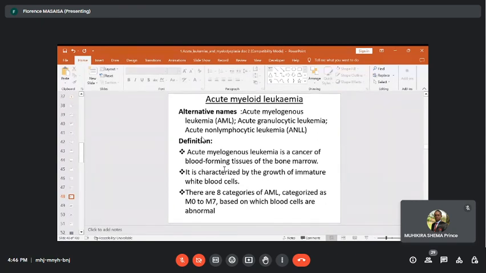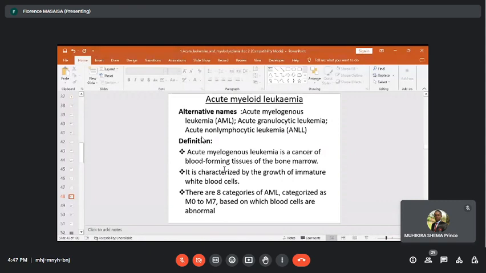These are cancers of the blood-forming tissue of the bone marrow, which are the same, characterized by the growth of immature blood cells, which lose the capacity of maturing. The bone marrow will be full of those immature cells. It will be unable to produce the rest of the cells.